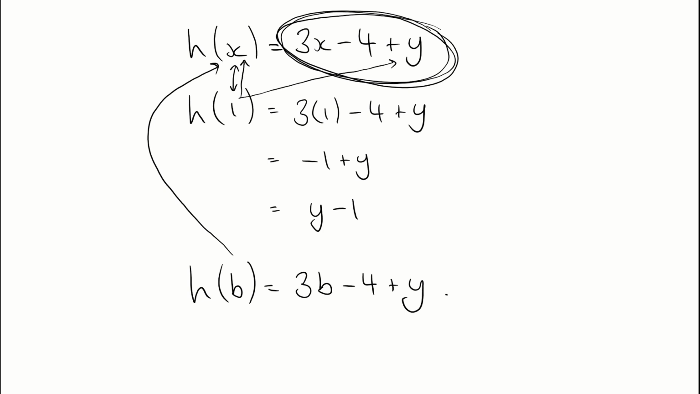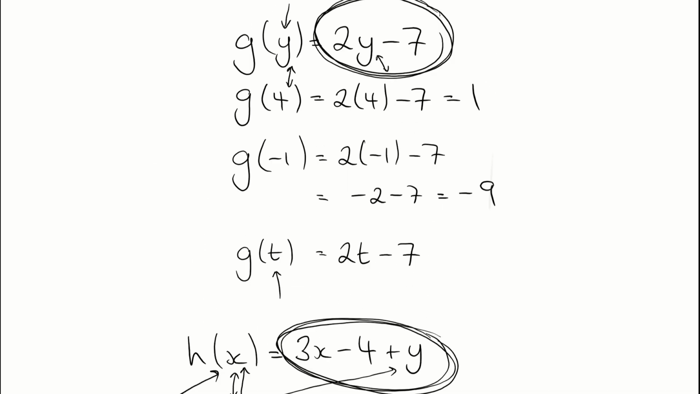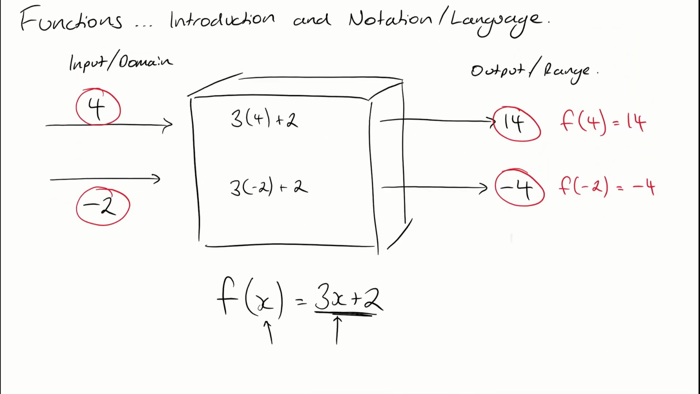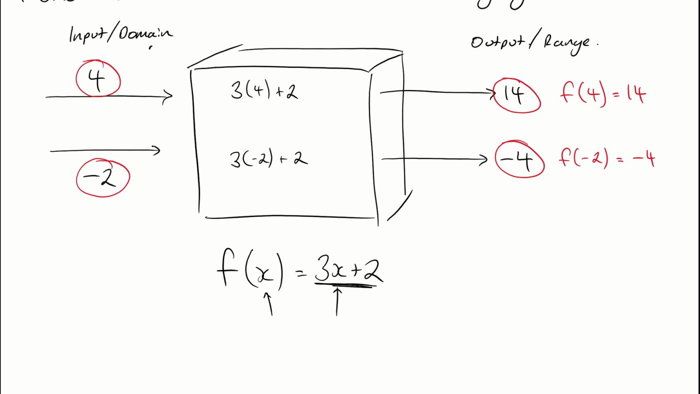So hopefully that's made a little bit of sense about some of the introduction to functions, the machine analogy, and the notation and the language that we use when we're talking about these functions. Specifically, what's going to be really important as well is the language here of domain and range. So domain just meaning input and range meaning output.